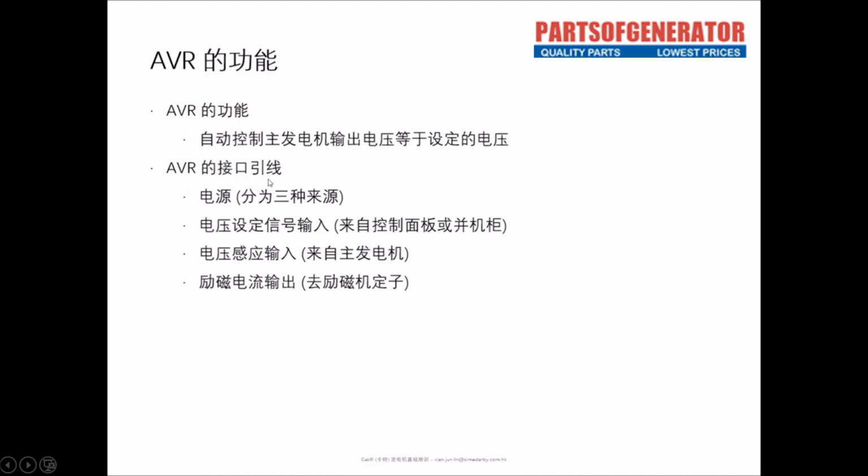Now let's look at the function of the AVR. The function of the AVR is to control the output voltage of the main generator to be equal to the set voltage. The set voltage may be set using a potentiometer, or it may be a voltage specified by the cabinet to output.